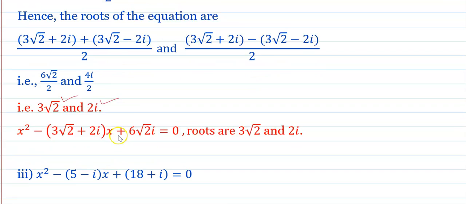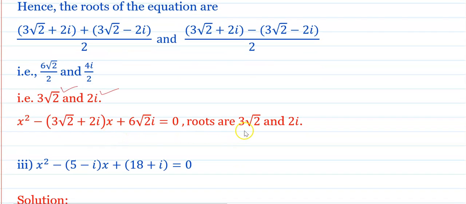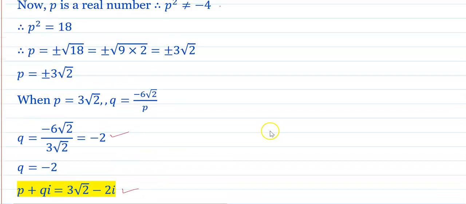Okay. And hence the roots are 3√2 and 2i. Therefore, the roots of the equation. कुठलं quadratic equation होतं? That is x square minus (3√2 + 2i) x plus 6√2 i is equals to 0. The roots are 3√2 and 2i. Okay. पुन्हा एकदा तुम्ही बघू शकताय.